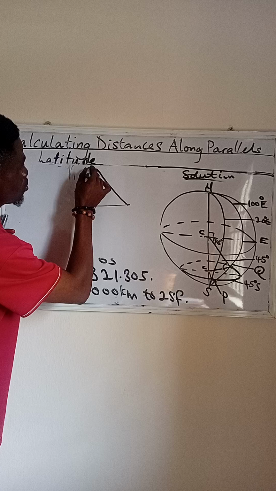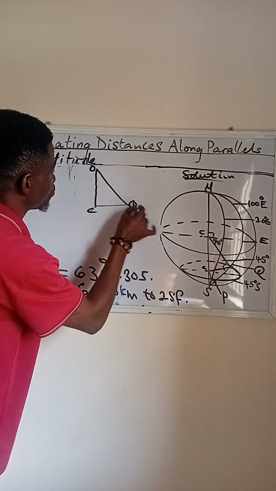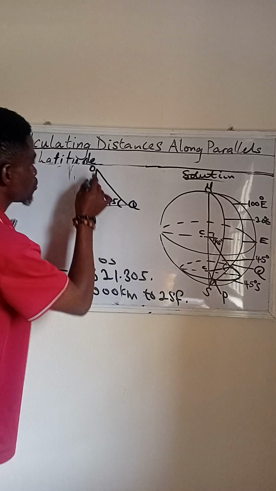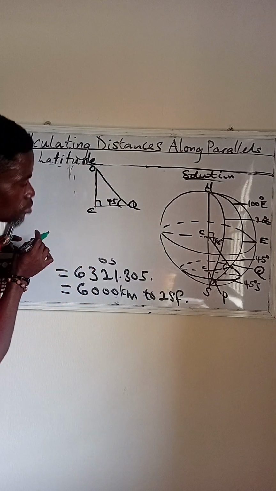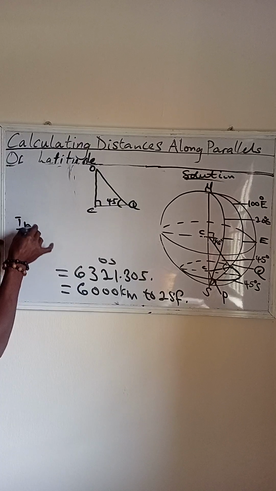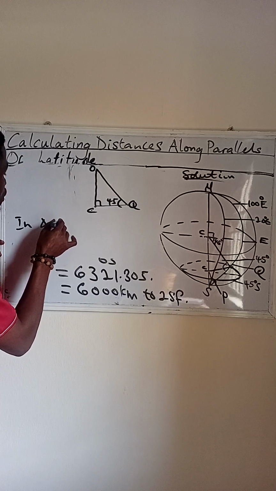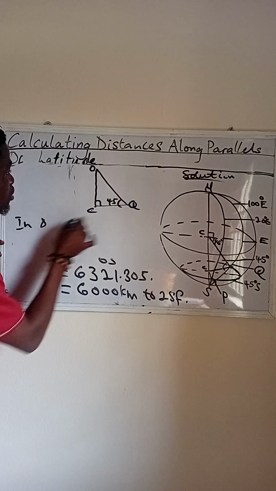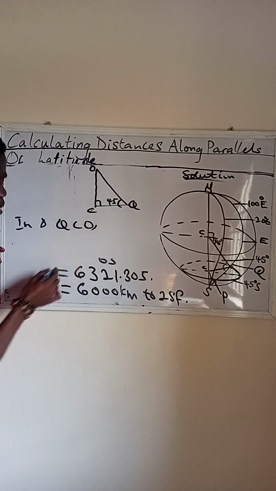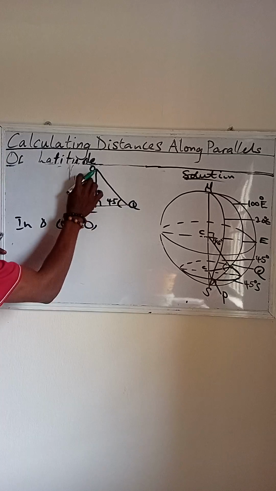This is C, center. Then we have Q. So here is going to be 70, here is going to be 45. So we have to calculate the vertical distance between the centers. Okay, so it's going to be in triangle CQO. So we need to calculate this side now.